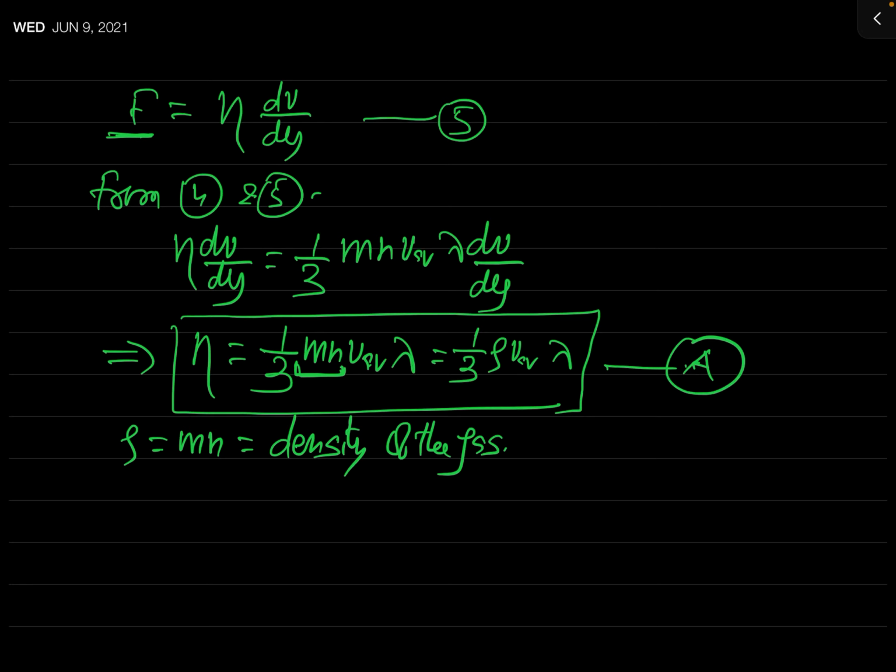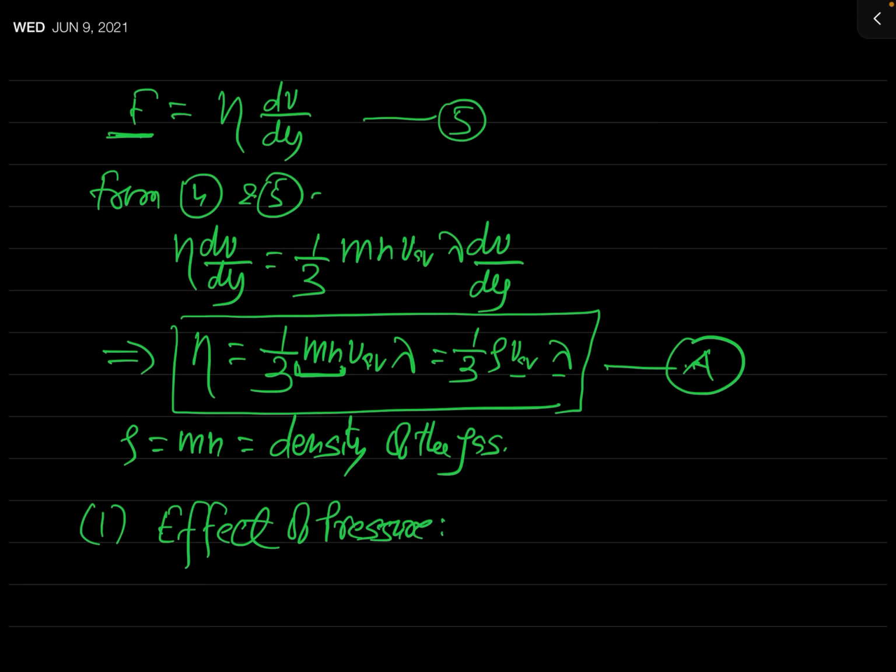Now you can see this viscosity of gas actually depends on three quantities, three parameters, and these are density of gas, average velocity of gas molecules, and the mean free path of the gas molecules. Now we will discuss the effect of pressure and temperature on the viscosity of gas. So first of all, effect of pressure.